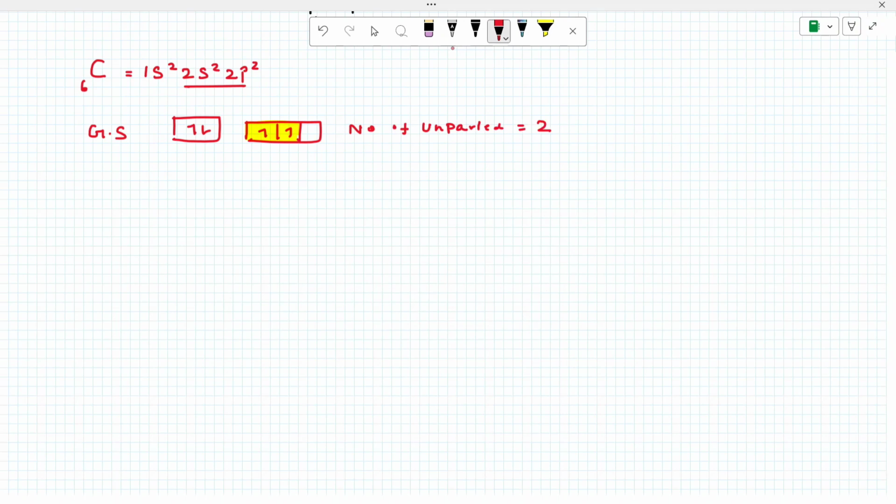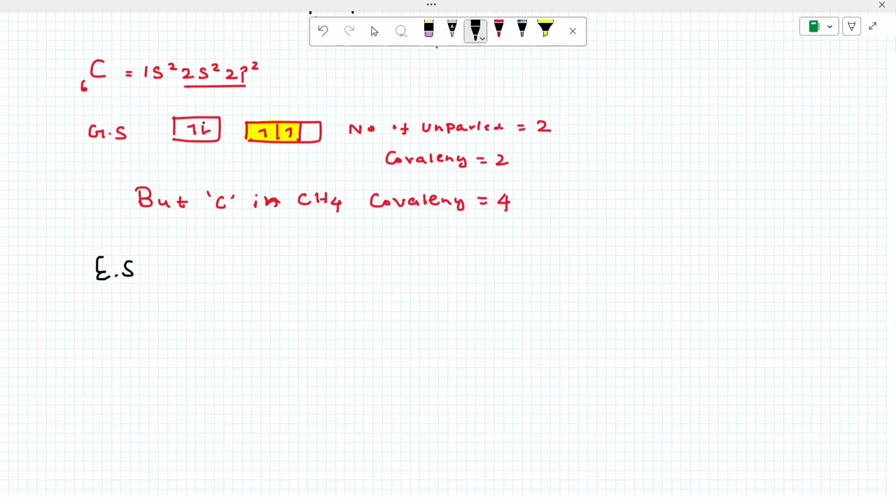Now what is the actual value? Covalency equals the number of unpaired electrons, so covalency is 2. But what is the actual covalency of carbon in CH4? It is 4. So this is wrong. Carbon has covalency 4. Therefore, they undergo what? They undergo the excited state, when an electron shifts. This is the excited state.